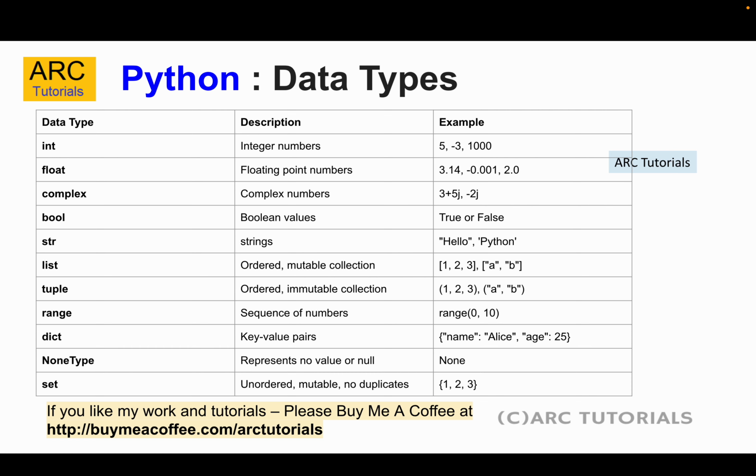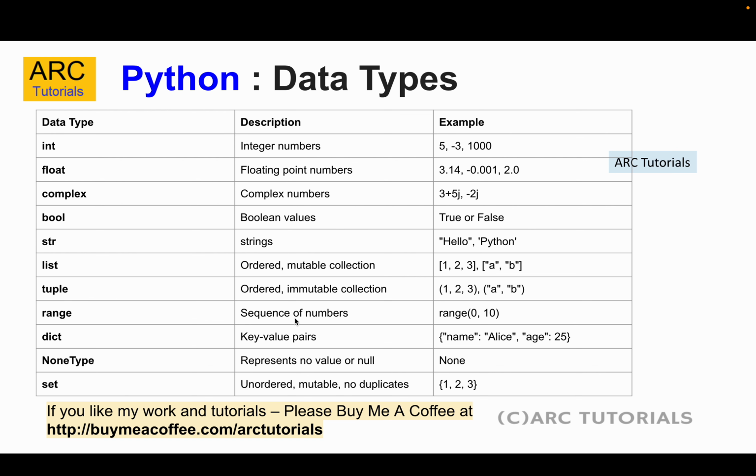We have list, which is an ordered mutable collection basically. So list is nothing but an array if you think of other languages. You have tuple, which is an ordered immutable collection. Okay, I'll cover all of these data types, but this is just for your information and theory. Today you don't have to remember all of it, but this is an overview.